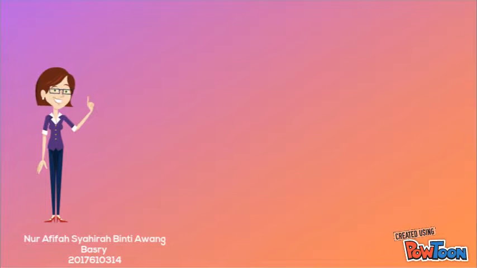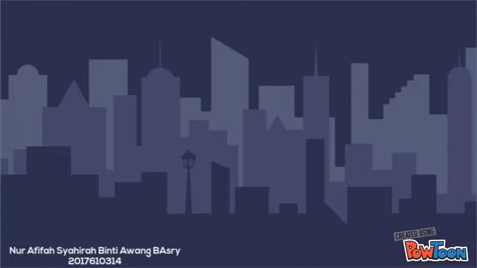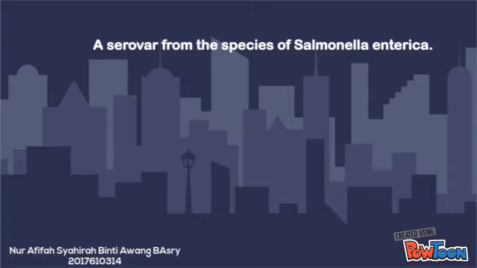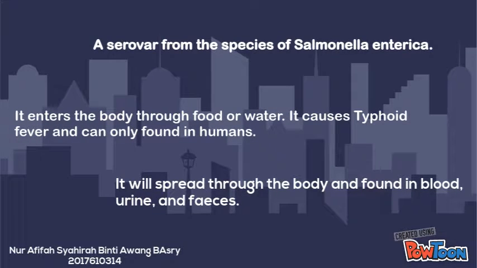So for today's presentation, we are going to explore the background of the bacteria that causes food spoilage, which is Salmonella typhi. Salmonella typhi is a serovar from the species of Salmonella enterica that enters the body through food or water, causes typhoid fever, and can only be found in humans. It spreads through the body and is found in blood, urine, and feces.